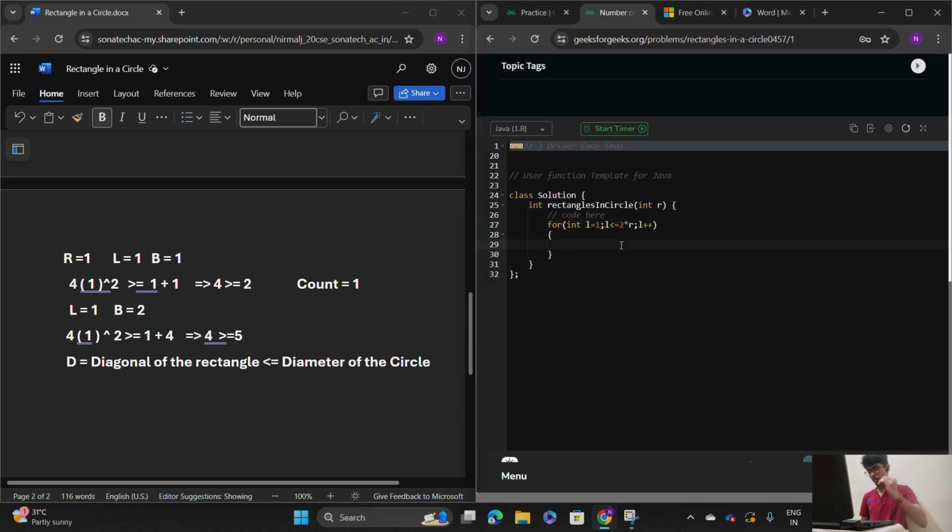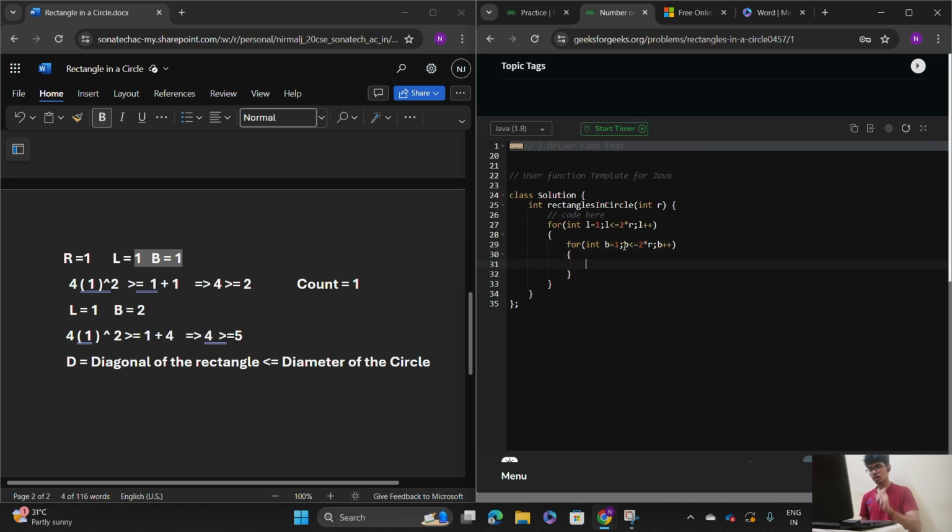So now what I'm going to do here is, for int breadth, let me take breadth equal to 1. So I'm going to check for this condition, L equal to 1 and B equal to 1. In this case, I'm going to iterate for B less than or equal to 2R, the same diagonal of the rectangle, and after this, I'm going to increment the value of B plus plus.